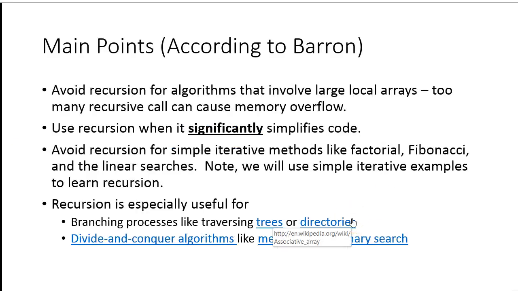So back to this. Let's start off with the main points according to Barron. We want to avoid recursion for algorithms that involve large local arrays. Too many calls can cause a memory overflow. We want to use recursion when it significantly simplifies code, so we want to avoid it for simple iterative methods. That being said, to learn about recursion, we're going to be using it in cases we would never actually use a recursive technique. And recursion is especially useful for some of these processes listed below, which we might not be familiar with right now, but it never hurts to take a look and start reading about them.